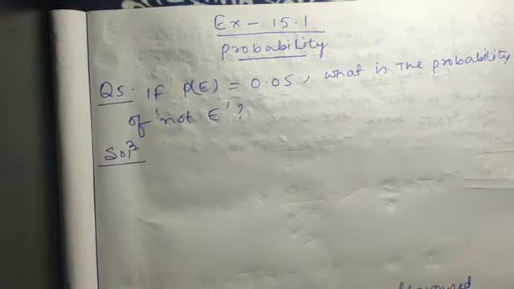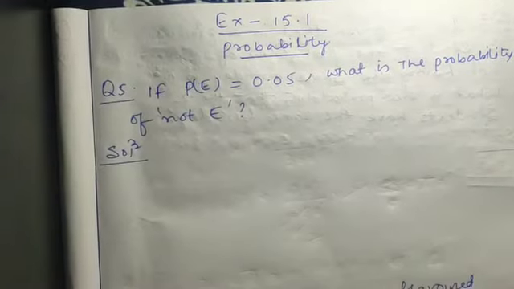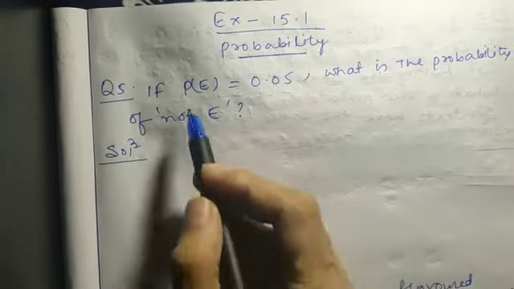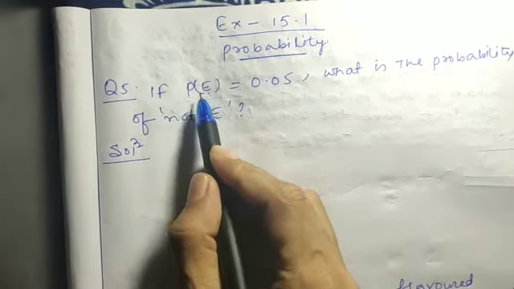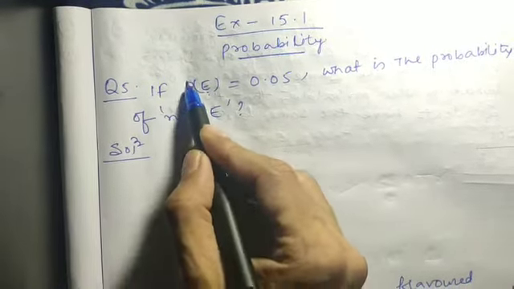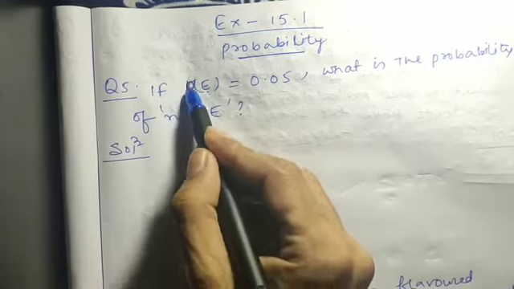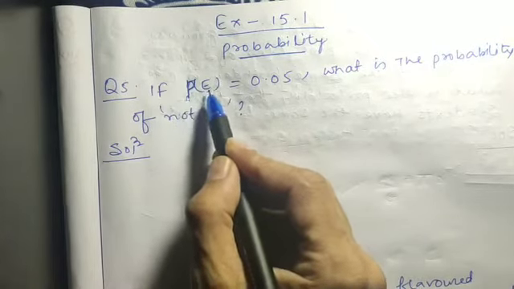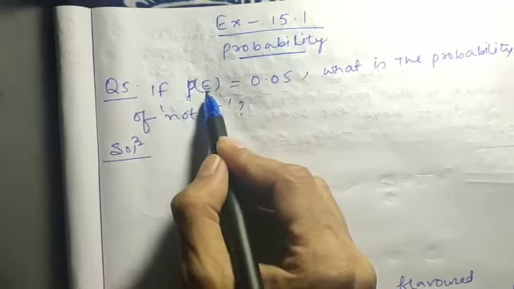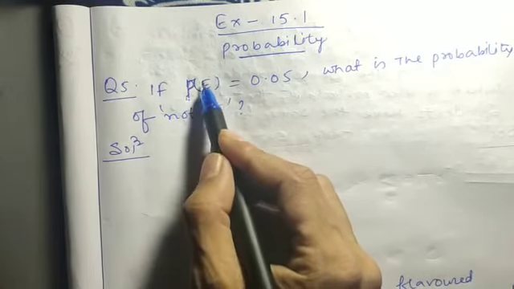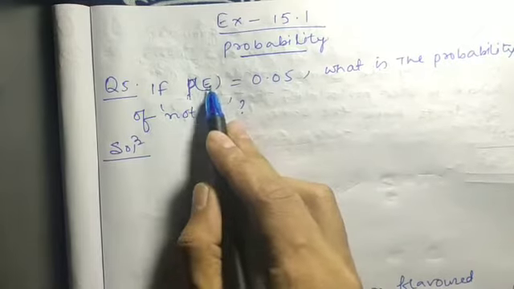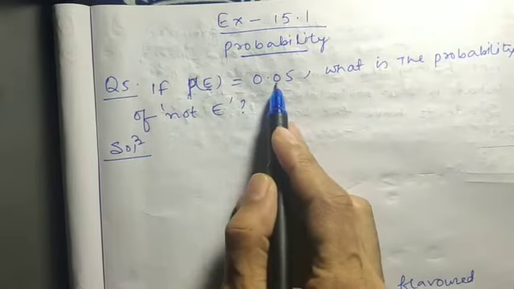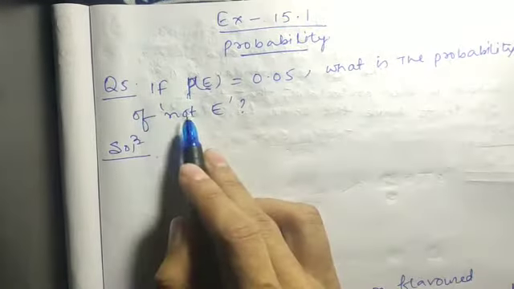Here we begin exercise 15.1, question number 5. If P(E), that is probability of an event E, where P stands for probability of an event and the event name is E. You can give the event name as A, B, C, D, anything. So probability of an event E is 0.05. What is the probability of not E?